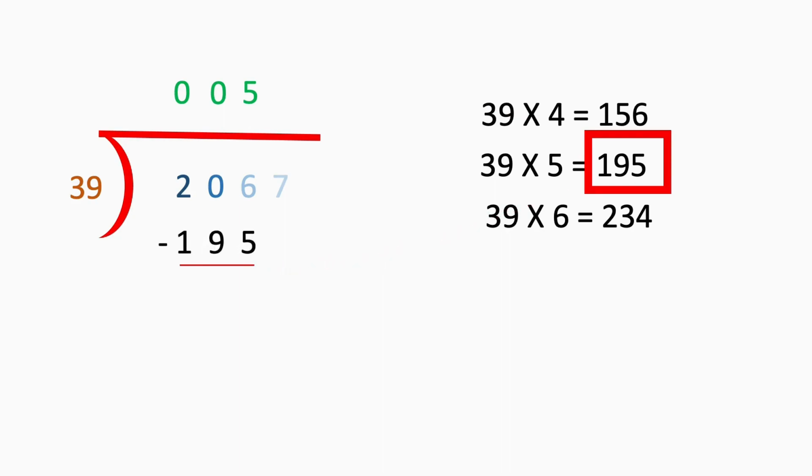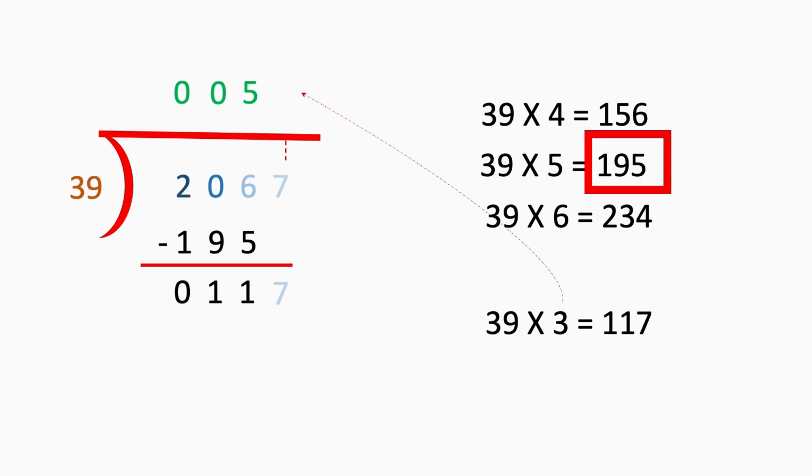We enter the last digit of the dividend, which is 7. Now, we have to see how many times 39 will fit into 117. We had tested 4 times 39 before, and we saw that the answer, which is 156, is greater than 117. Therefore, this time, we will try 39 times 3, and as you can see, the answer is exactly 117. Then, we subtract, and the remainder becomes 0. And you can see that the quotient of this division problem is 53 and the remainder is 0.